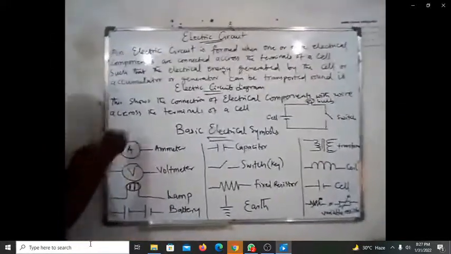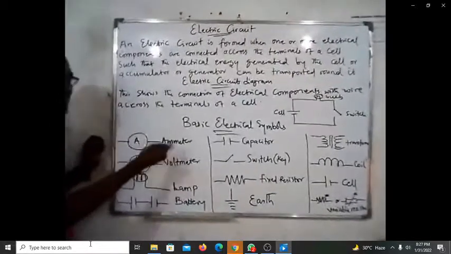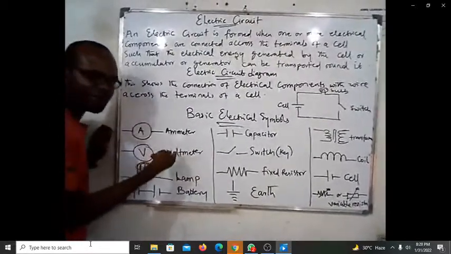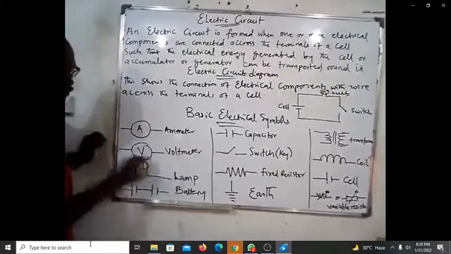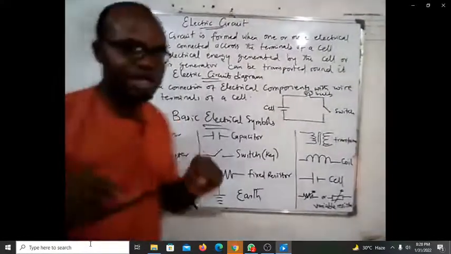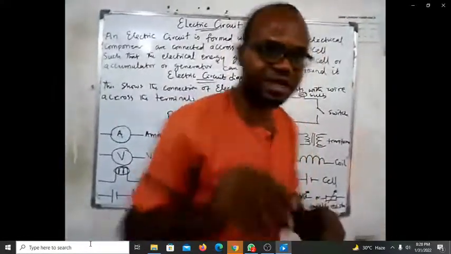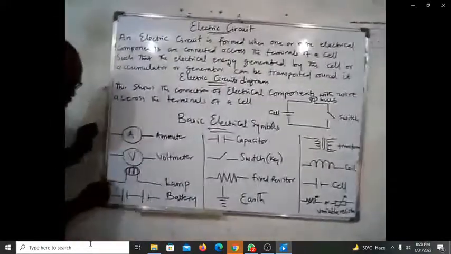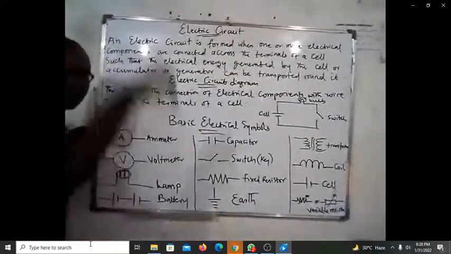Then when you see this, you call it an ammeter. A circle with A inside it, ammeter. Ammeter is used in measuring current. Is that not what we learned before? Now we have the voltmeter. When you have a circle with V inside, it's known as a voltmeter. A voltmeter is an instrument used in measuring potential difference, or voltage. This is the lamp, or you call it the bulb.